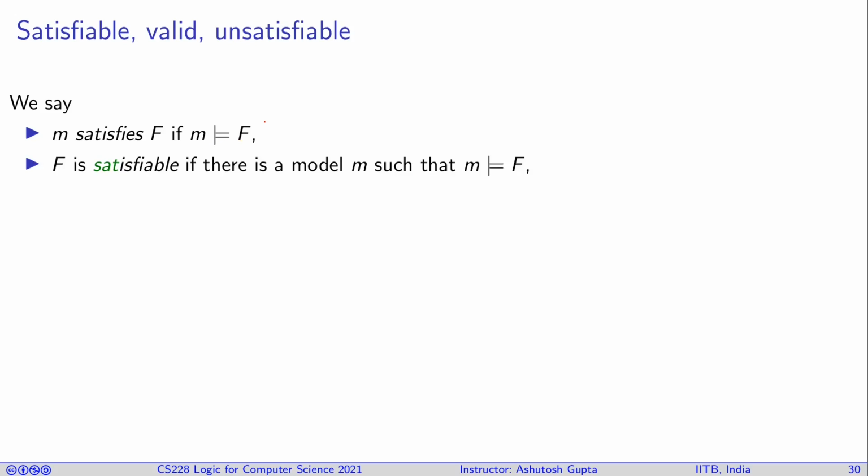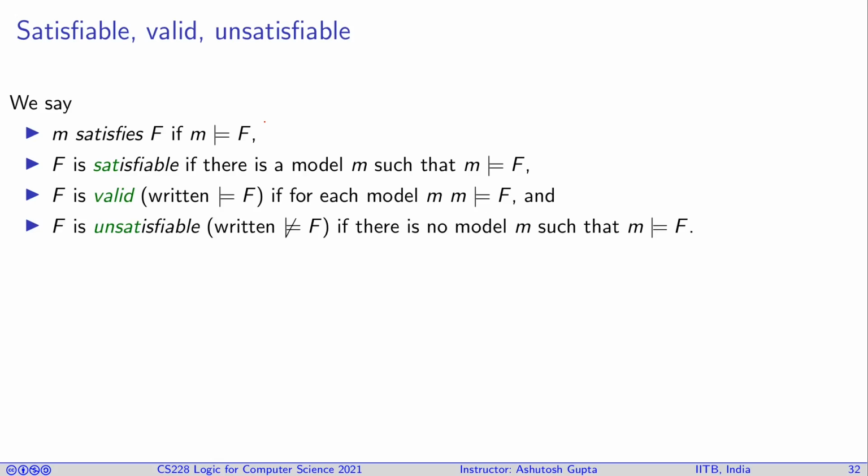F is satisfiable if there is a model M such that M satisfies F. Okay, so if somebody says F is satisfiable, that person is not telling you which model. They are saying that there is some model. F is valid if for each model M, M satisfies F. There is no model which potentially does not satisfy. F is unsatisfiable if there is no model M such that M satisfies F. Okay, so this is called unsatisfiability.